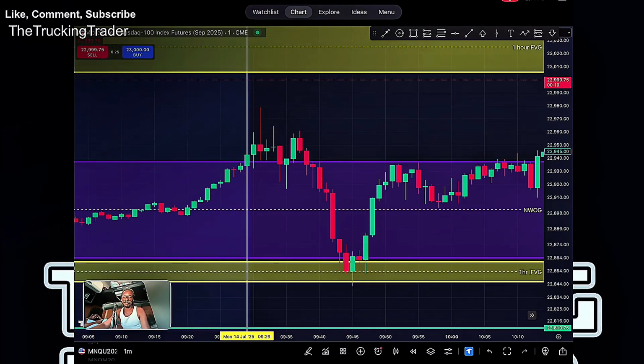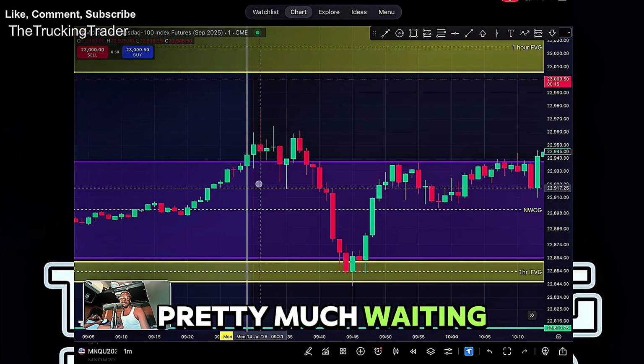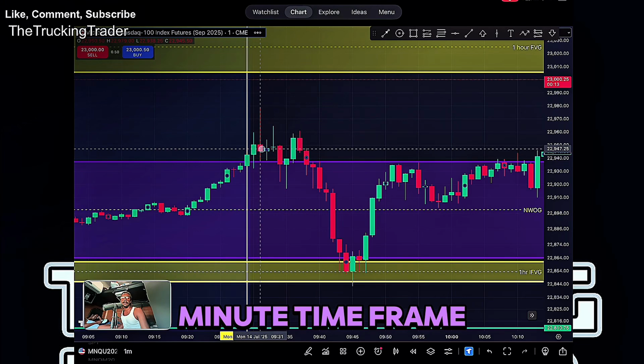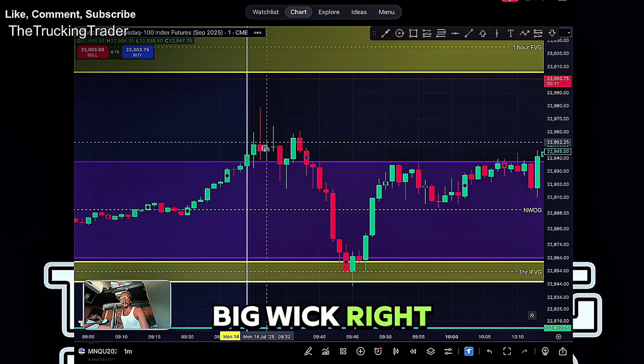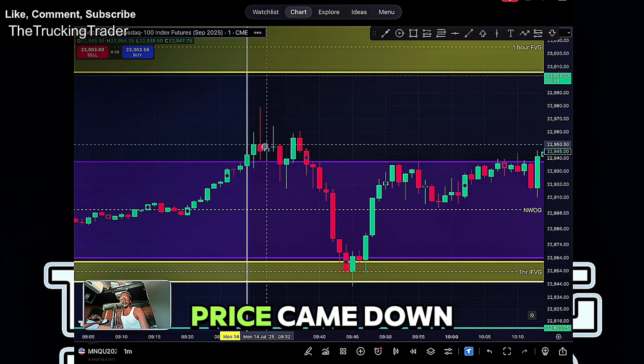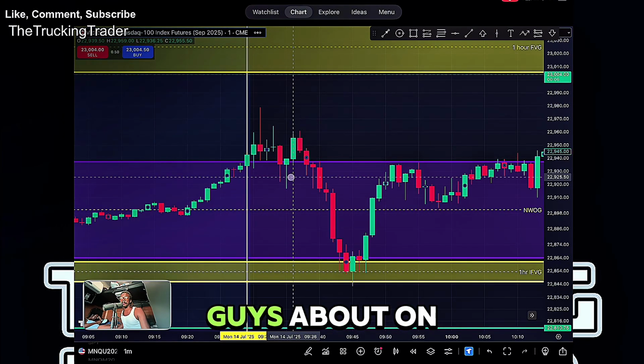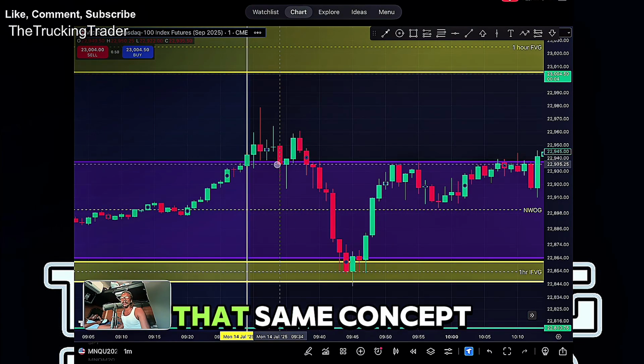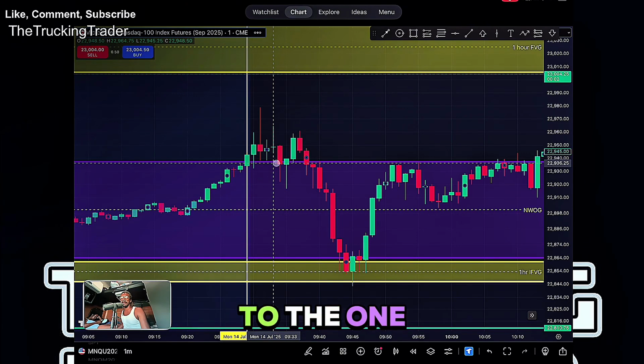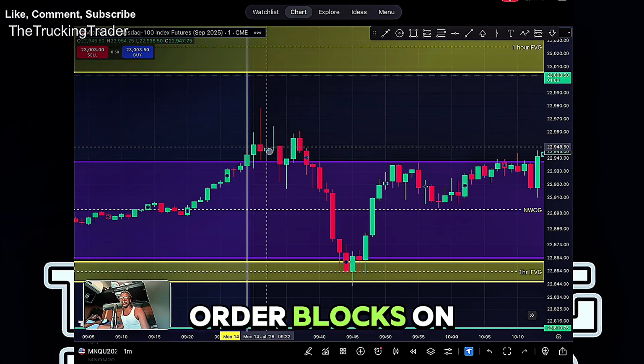All right. So I was pretty much waiting for a market structure on the 1 minute time frame. We had this big wick right here. Price came down. The same thing that I was just telling you guys about on the 4-hour. You can take that same concept and apply it to the 1 minute, right? So I was looking at these order blocks on the 1 minute.